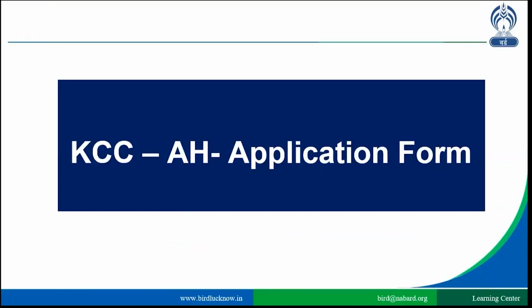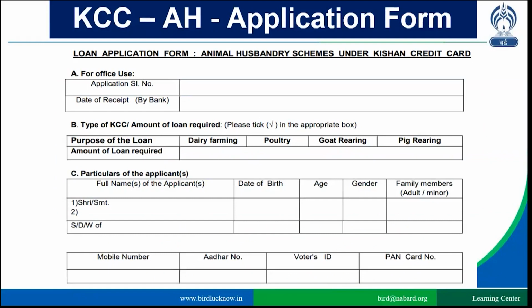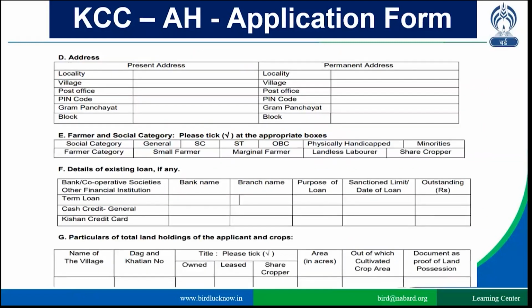Now the application form, animal husbandry schemes under Kisan Credit Card. Again, purpose of the loan, amount of loan required, dairy farming, poultry, goat rearing, pig rearing. Then particulars of the applicant: Aadhaar number, voter ID, PAN card, whatever officially valid document the farmer has, they can provide, one for address proof and one for ID proof.